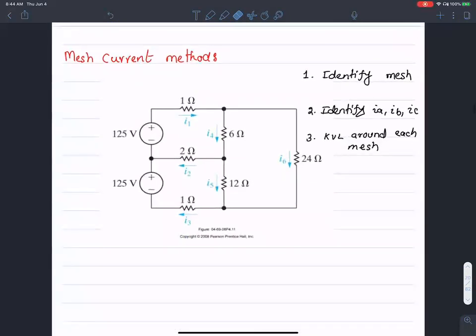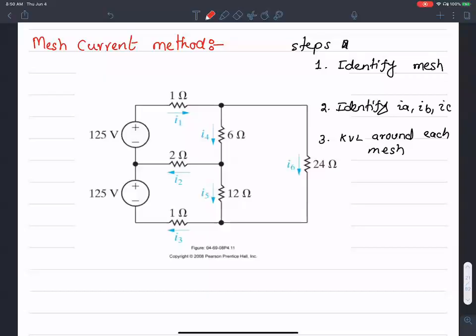All right, why don't you go ahead and get started with the mesh current method. I identified the steps that you want to follow. In about 5 minutes, we'll come back and work on this problem. All right, let's resume. Any volunteers to get us started with this problem?